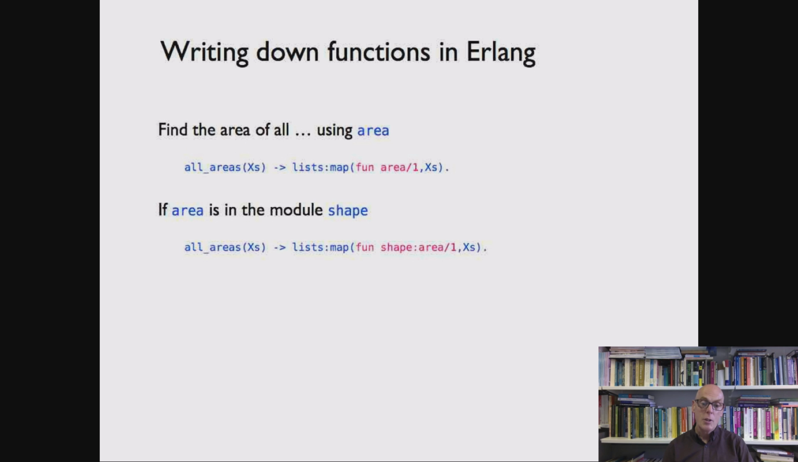If we're in a different module, or indeed in the same module, we can do this, we need to refer to the function by both its module name and its function name. So here we say we want to map the fun in shape:area, that is the function area in the module shape, and again we say its arity is 1.